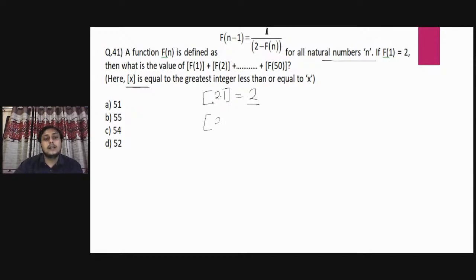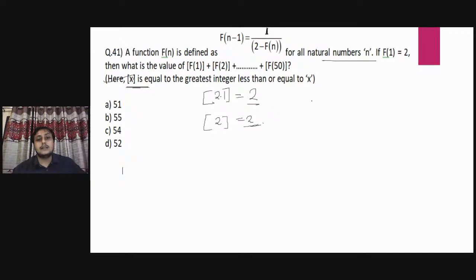Similarly, for the greatest integer less than or equal to x, here x is 2, so 2 is an integer, so use equal to, and the answer is again 2, right? The greatest integer less than or equal to 2 is 2, right? So this is the meaning of the greatest integer function.